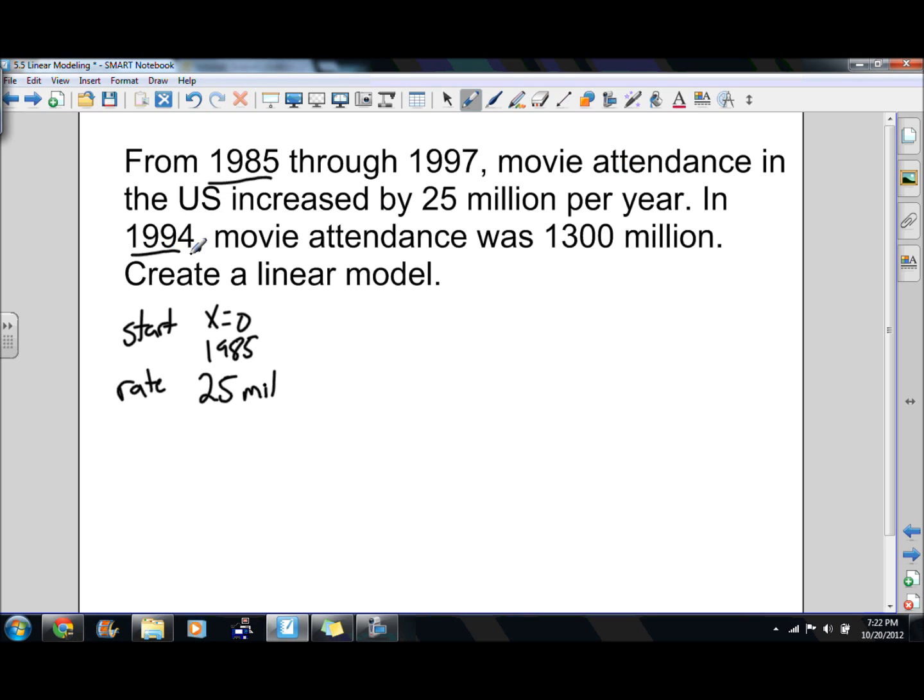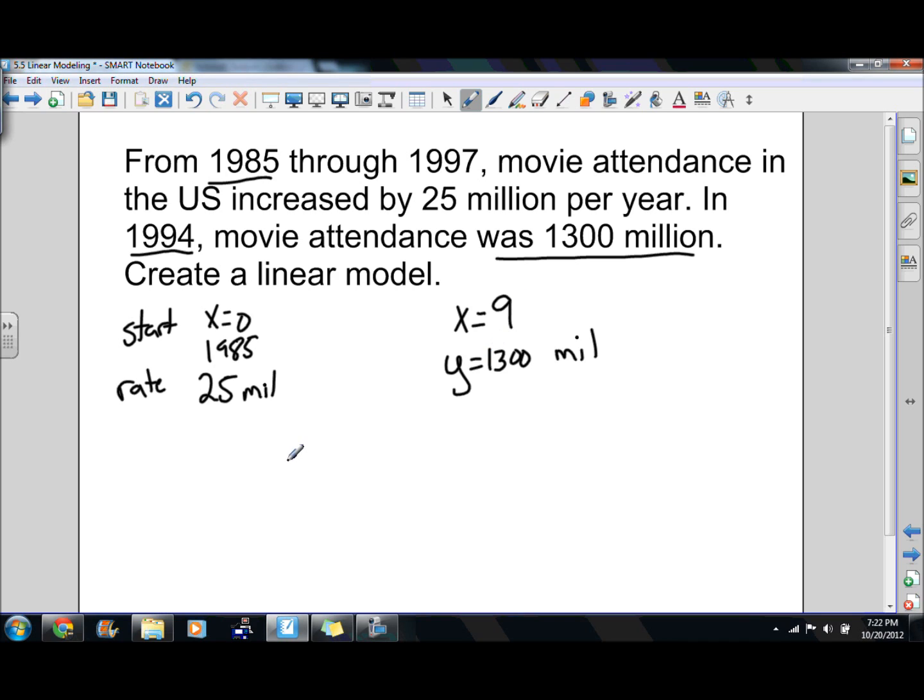So in 1994, movie attendance was 1,300 million, which is a weird sounding number. So that means our ordered pair will be 9, because it's 9 years past our x equals 0, and our y value will be 1,300 million. Okay, I would like you to try to create your own equation from this information.